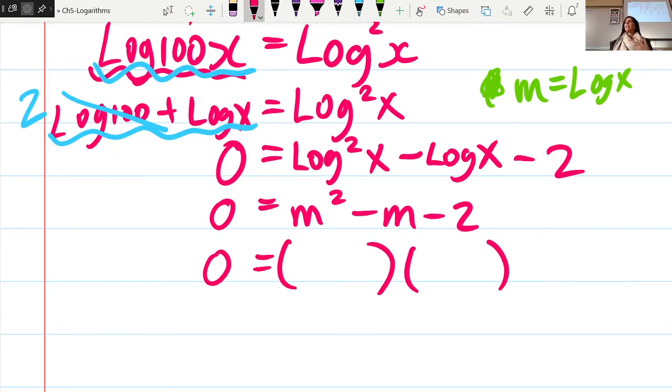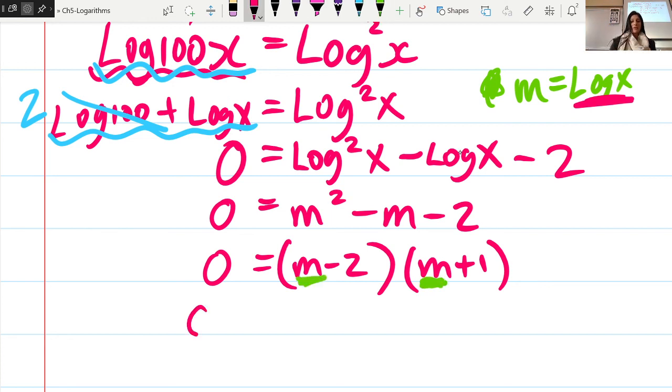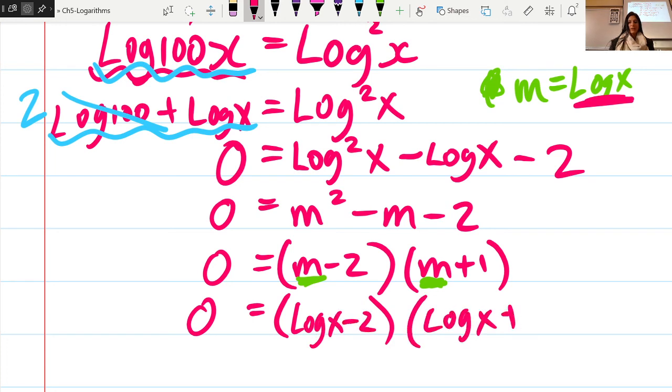And if that's all I had, how would I factor that? m minus 2 and m plus 1. Everybody good with that? This is what I mean by it's the same old rules, the same stuff that comes up, but it happens to be with logarithms, which is intense, I'm admitting. And then we need to substitute that back in for m. We only use this as a step along the way so that we could get some clarity with what's going on, but we would say log x minus 2 times log x plus 1.